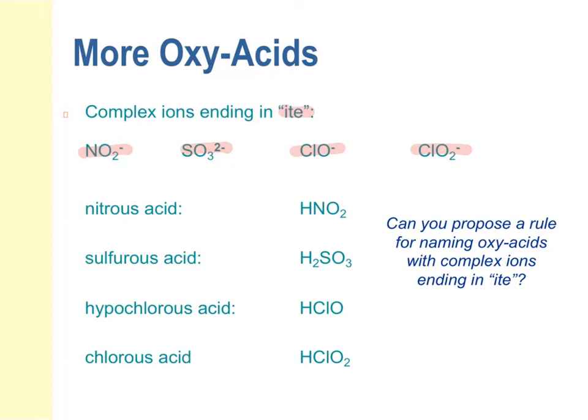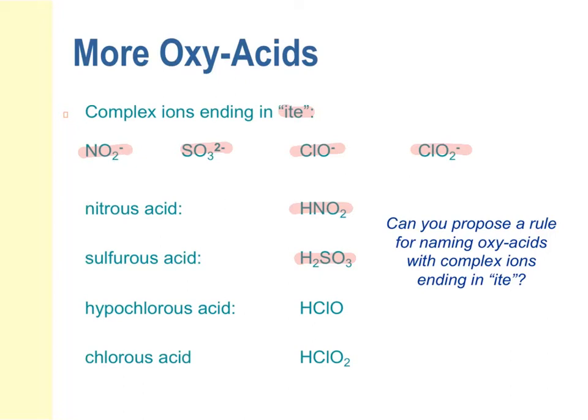H2SO3 has 2 hydrogens because sulfite was 2 negative. And the last 2 examples, HClO and HClO2, each get 1 hydrogen because their complex ions were 1 negative each. When you look at the names of these, HNO2, which contained nitrite, is called nitrous acid. H2SO3, which contained sulfite, is sulfurous acid.